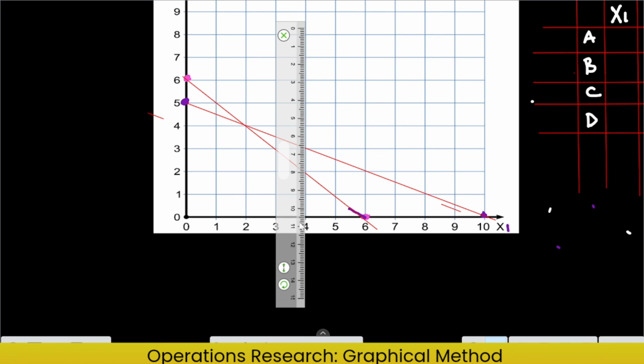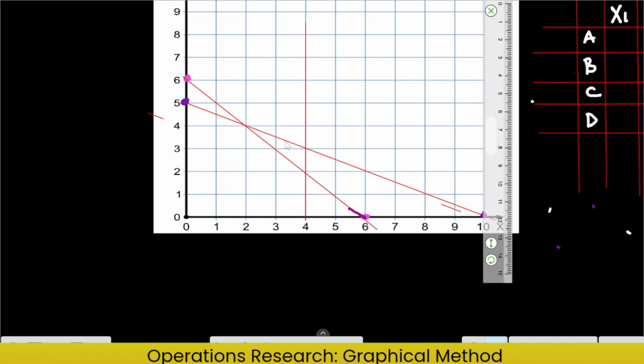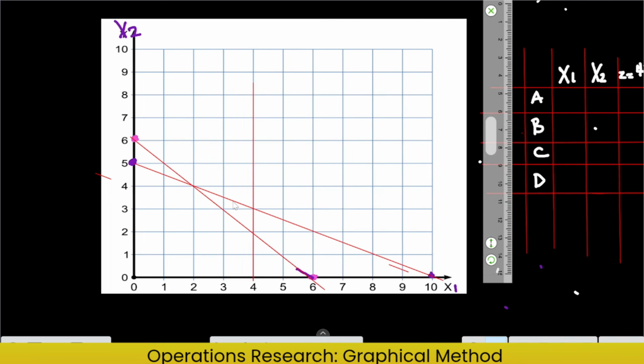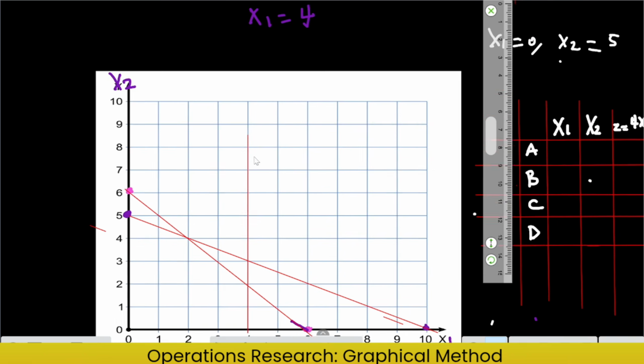Okay, so this one is equal to 4. Beautifully drawn. Okay. So that's my graph. Now the next thing is for us to go and check the inequality signs that we have.